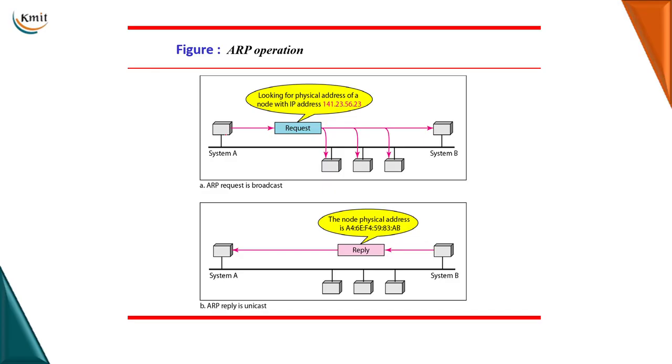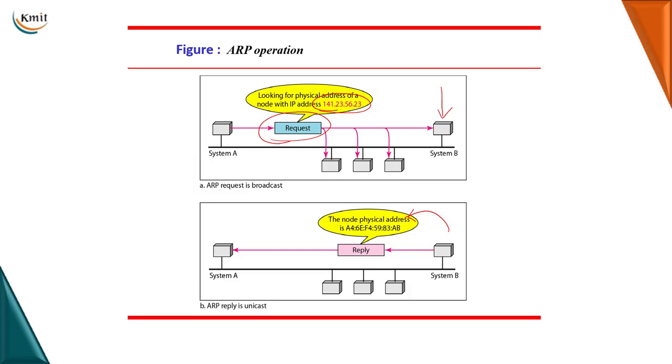I have a system A which knows the destination's IP address. For example, system B is the destination. It knows its IP address, but it is not aware of its physical address. So it will make an ARP request packet that is broadcasted to all the devices on the network. The intended recipient will take the ARP request packet, look for its own IP address and reply back with the physical address.